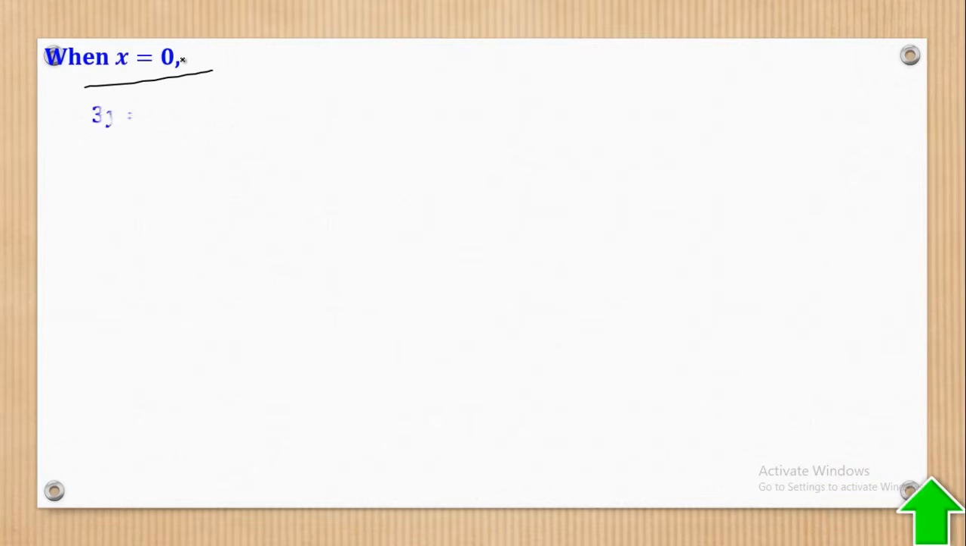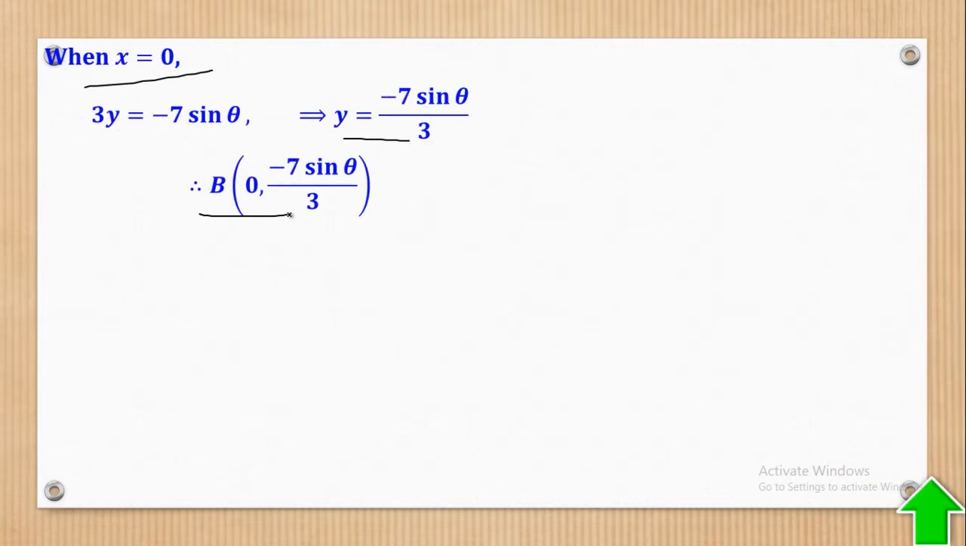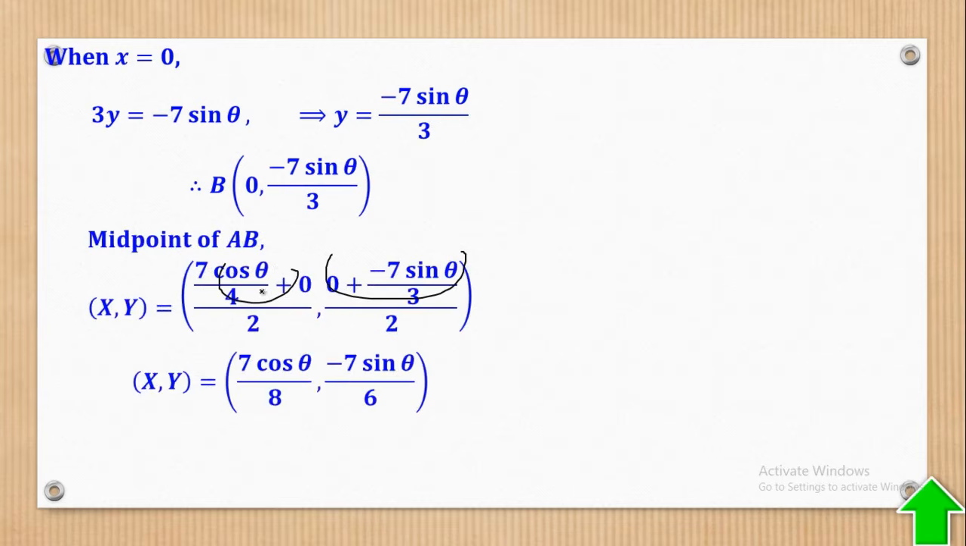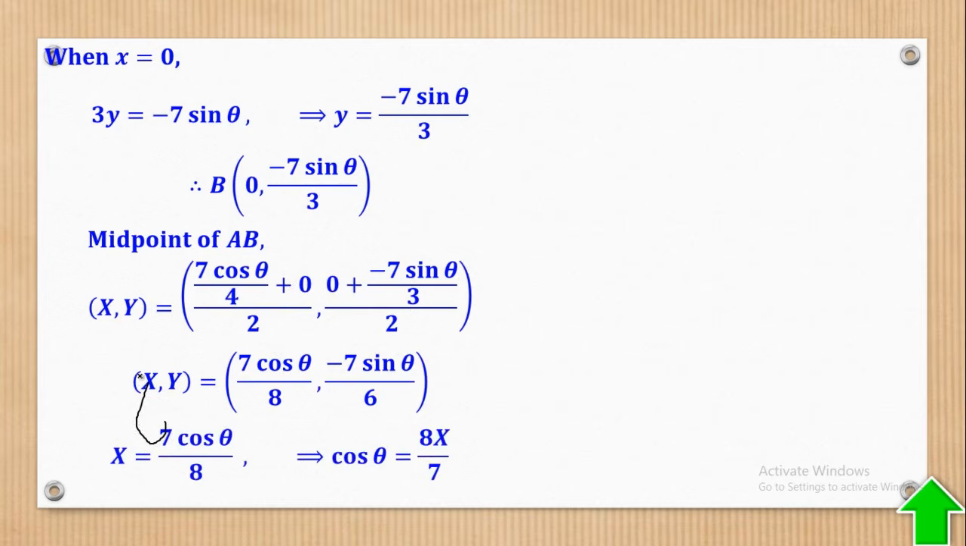When x is equal to 0, I substitute to get the value of y. That implies that point B is that. The midpoint of AB is got by getting the average of the x coordinates and also the average of the y coordinates. So the average of this is that, the average of this is that. That implies that capital X is equal to this and capital Y is equal to that.